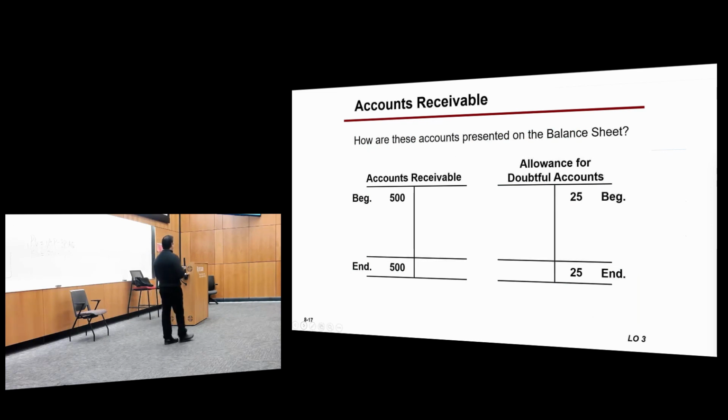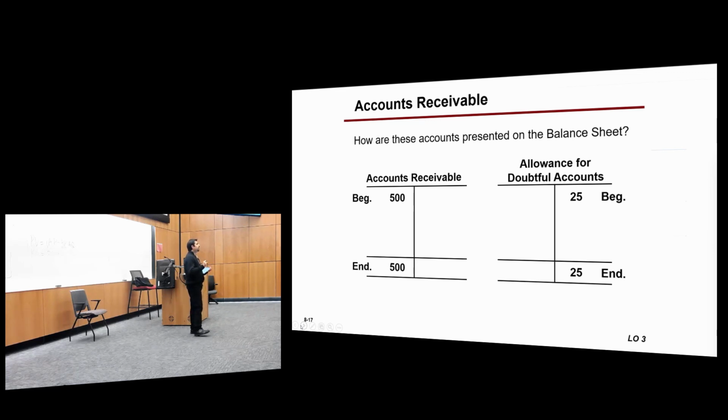Let's do the T account for those transactions and entries. So we start off with accounts receivable. Let's say that accounts receivable at the beginning of the year was 500. And allowance for doubtful accounts was $25 credit. Remember, it's a credit account.